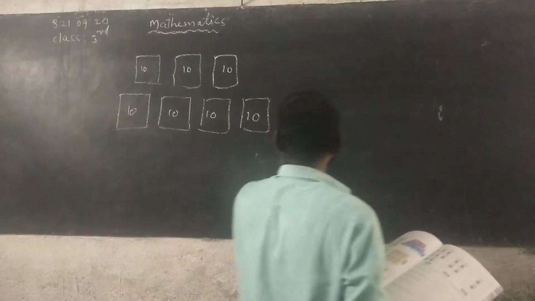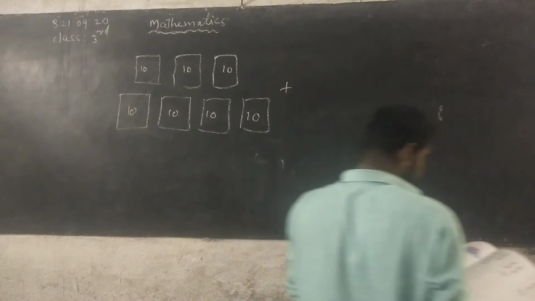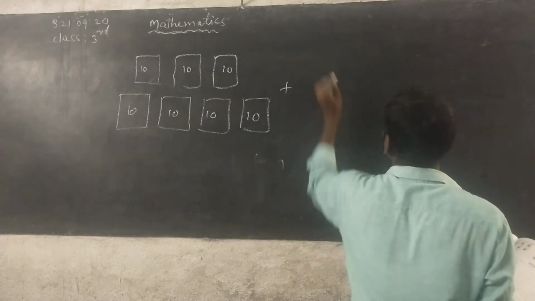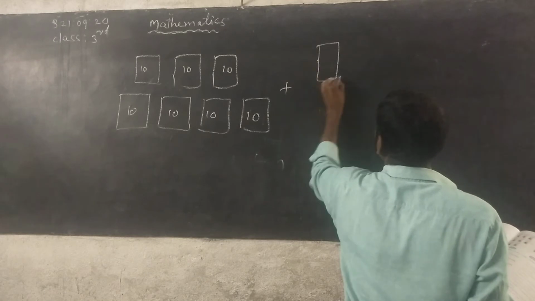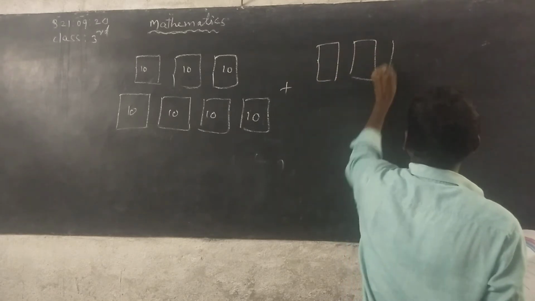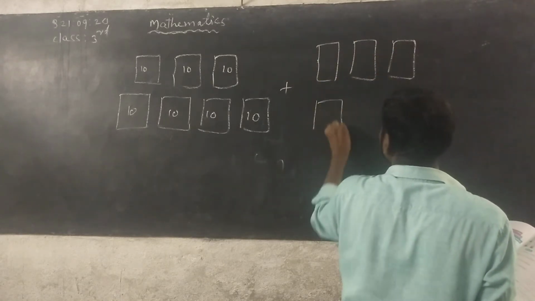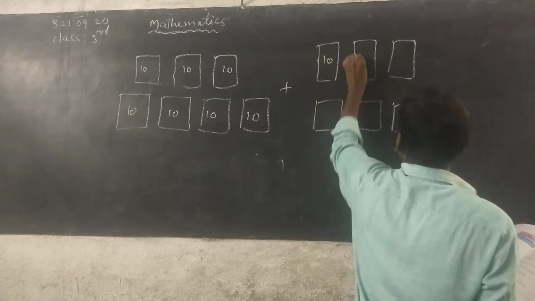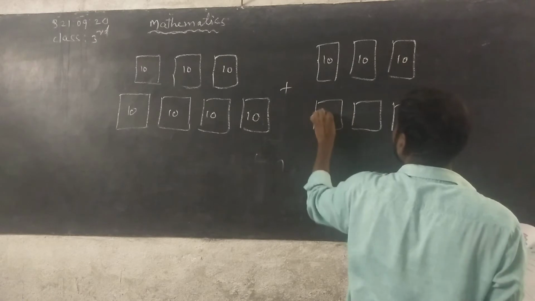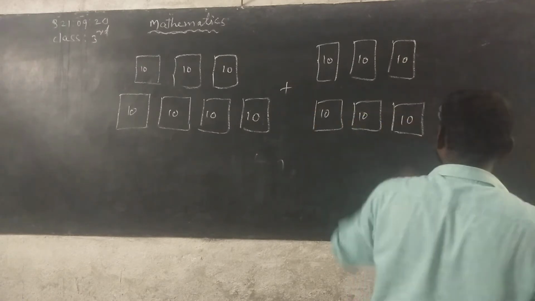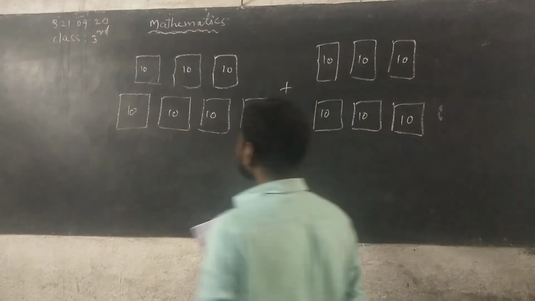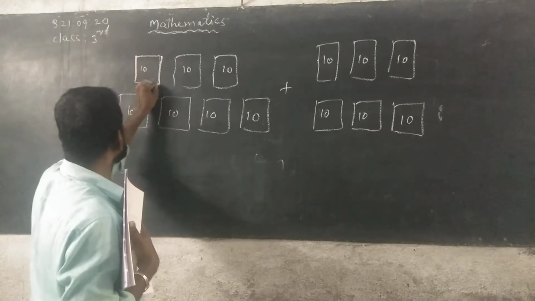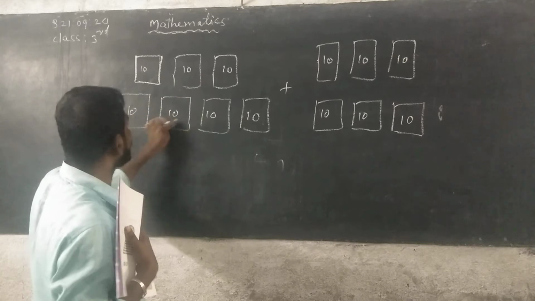So plus here 1, 2, 3, 4, 5, 6 tens: 10, 10, 10, 10, 10, 10. See here, how many tens are there? So this is the 1 ten, 1, 2, 3, 4, 5, 6, 7.